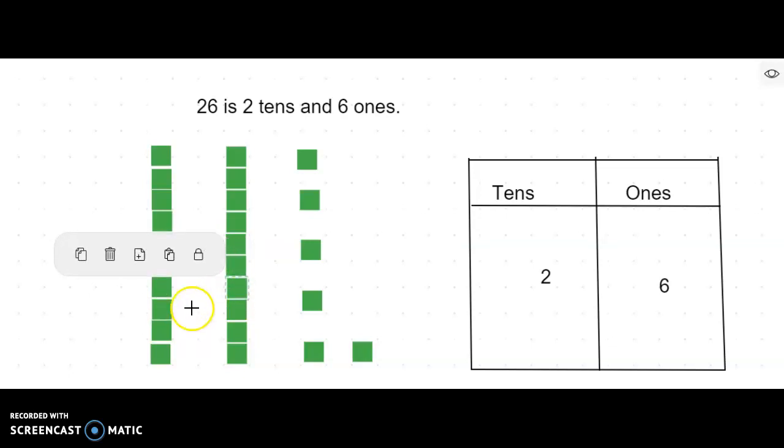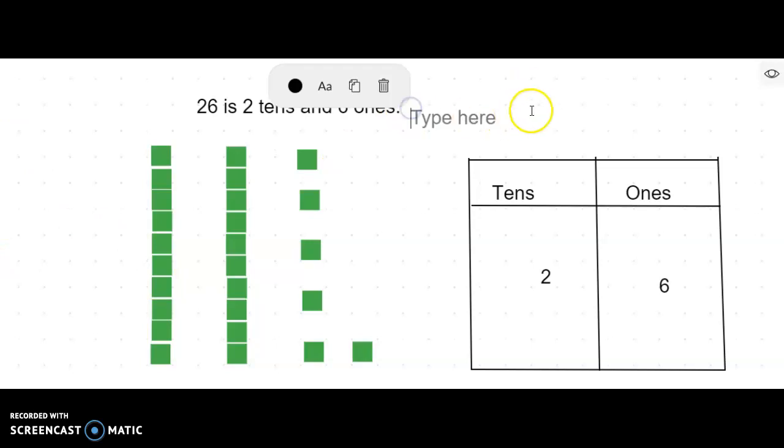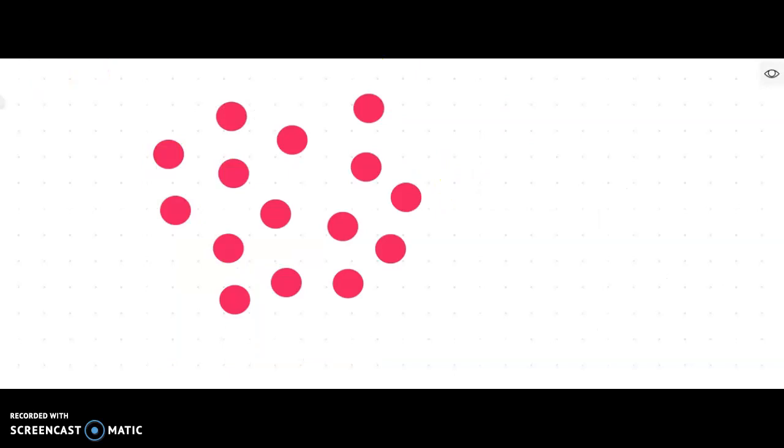So I have 2 tens and 6 ones, but that really means I have 26 ones. These 26 ones were organized into 2 tens and 6 ones. 2 tens and 6 ones is 26 ones. That's a little confusing, so let me show you another example of what I mean.